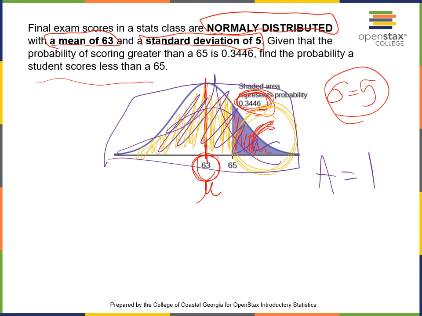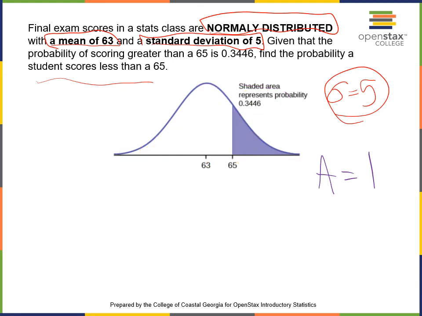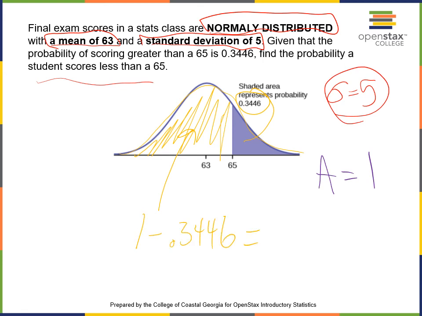So if I want to find this area, I know the total area is 1, and I know that this area is 0.3446, then I can simply find this area by doing 1 minus 0.3446. And I would come up with 0.6554. And so the probability that someone scores less than a 65 on this test is 0.6554. Probability someone scores more than 65, 0.3446.